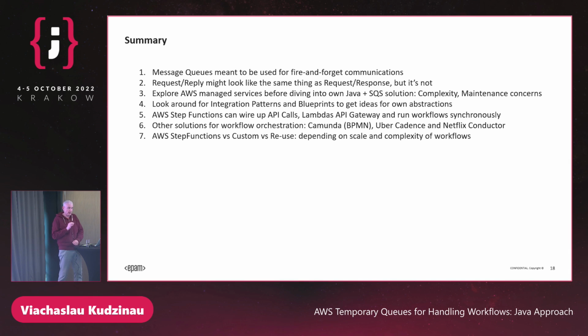You still can have these abstractions of the data in your queue, so the request message, reply message, and all this work item stuff, handlers. But instead, you use just one style of communication. Request-reply might look like request-response, but it's not. It's much more complex. Then we need to explore every AWS managed service before diving into a custom solution because of complexity. Probably we need to do more coding for Java and SQS to solve this abstraction stuff.